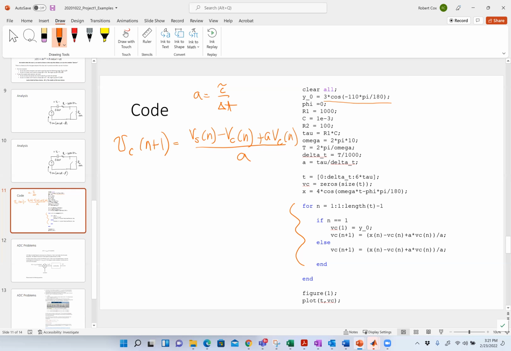And then basically I created X, which is my input. And then V sub C, I don't have to do this, but I did it. I made V sub C a vector of zeros, with the same size as t, and then I solve for V sub C. All right, now let's run that code.